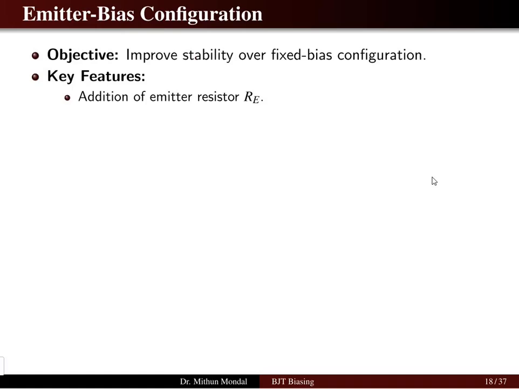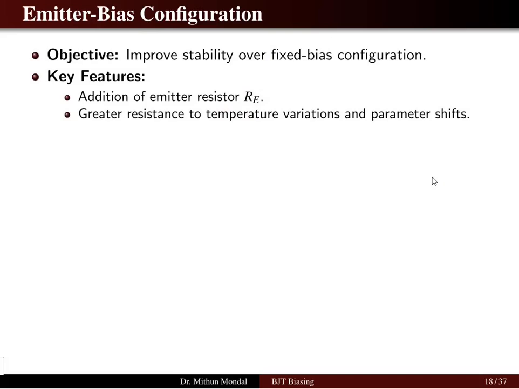So the key feature of the emitter bias is that we will be adding one resistor, RE. If we remember, in the fixed bias, the emitter was grounded directly, but in the emitter bias configuration, we will add one resistor RE to the emitter circuit.